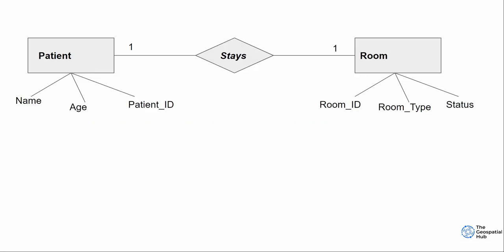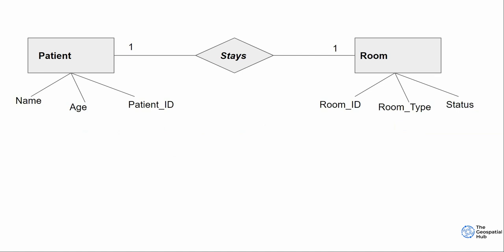So now we have this entity relationship diagram whereby a patient stays in one room. Let's say this is a hospital database, right? So now this is a one-to-one relationship. So how do we represent this in a logical design?